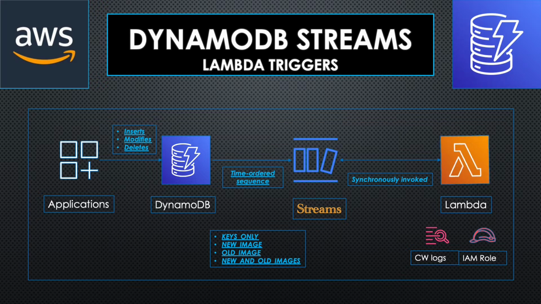Then you can attach a Lambda function to the stream which will be invoked synchronously and you can do whatever post-processing you want to do within this Lambda function. There is also an IAM role attached to the Lambda to provide various access and CloudWatch logs to monitor the Lambda errors. So that was a quick overview of the DynamoDB streams. Now let's get into the AWS console and get started.